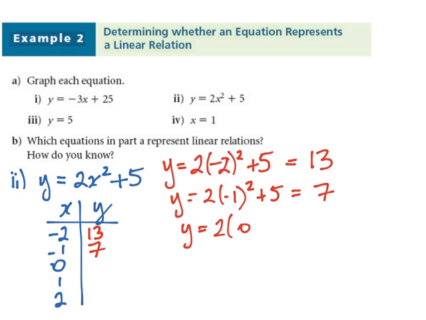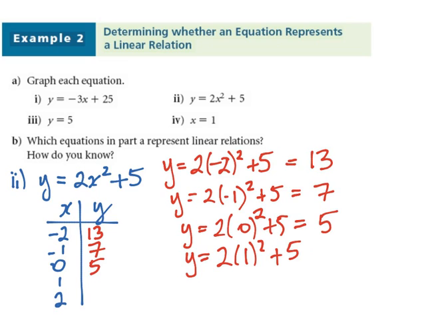Now again, we'll plug in a 0 for our x value. Don't forget to square. In this case, it wouldn't really matter. It still turns into a 5 because 0 squared is still 0, and 0 times 2 is 0, and 0 plus 5 is 5. And then the second last one, now we plug in 1 for x, and the answer then is 7. And the last one, we plug in 2 for our x value, and the answer turns out to be 13.